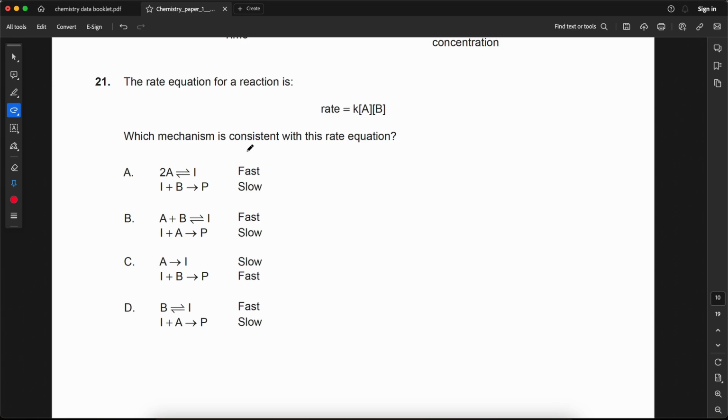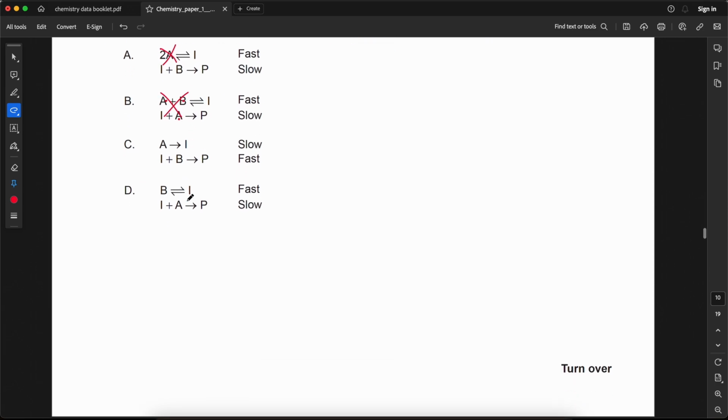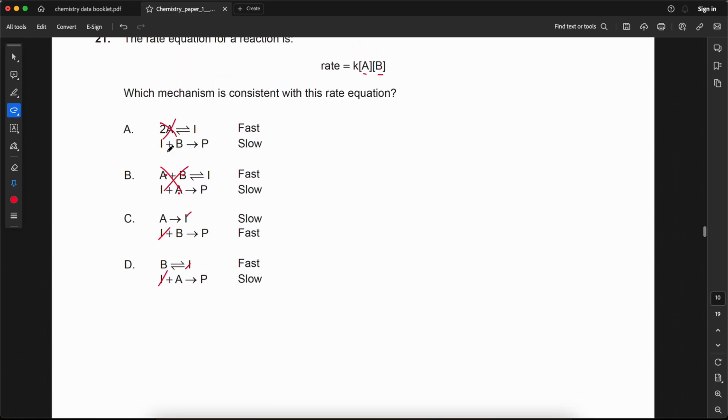The rate equation for the reaction is k, A to the power 1, and B to the power 1. Which mechanism is consistent with this rate equation? So we need A and B. On the reactant here, 2A. So A to the power 2. No. Here we have A, and then B. So 2A, only one. So no. Now for C, we have both A and B. The intermediate is I. Okay, so we need A and B.